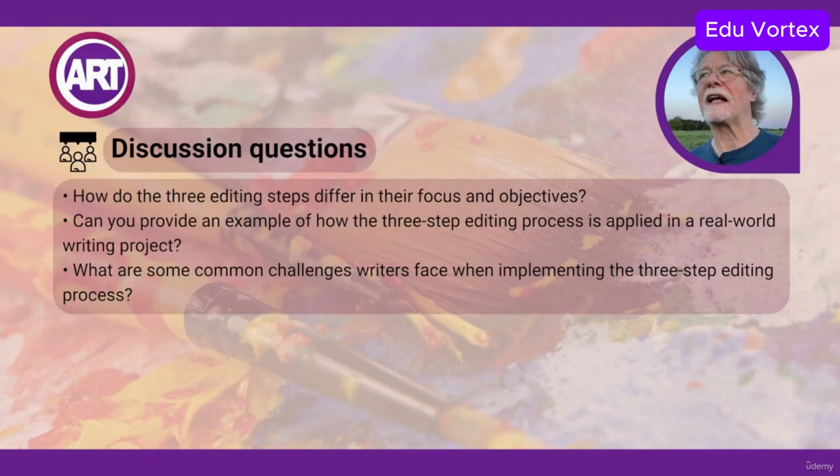So, I conclude with these questions. Remember, these are not rhetorical. These are for you to participate. How do the 3 editing steps differ in their focus and objectives? Can you provide an example of how the 3-step editing process is applied in a real-world writing project? What are some common challenges writers face when implementing the 3-step editing process?